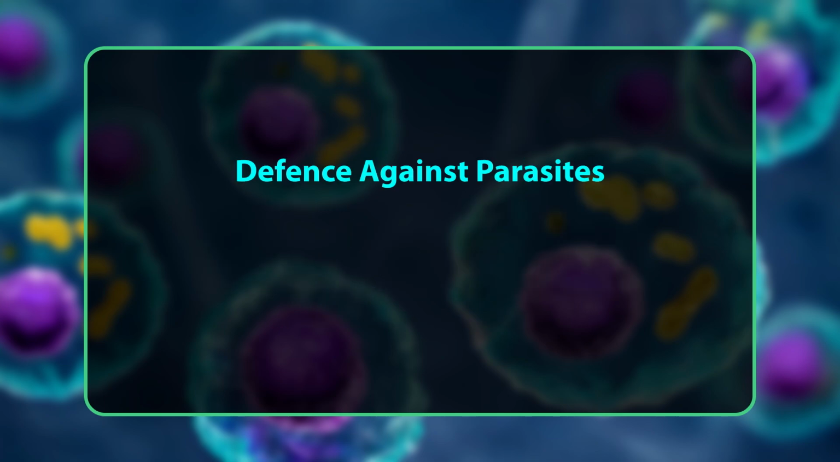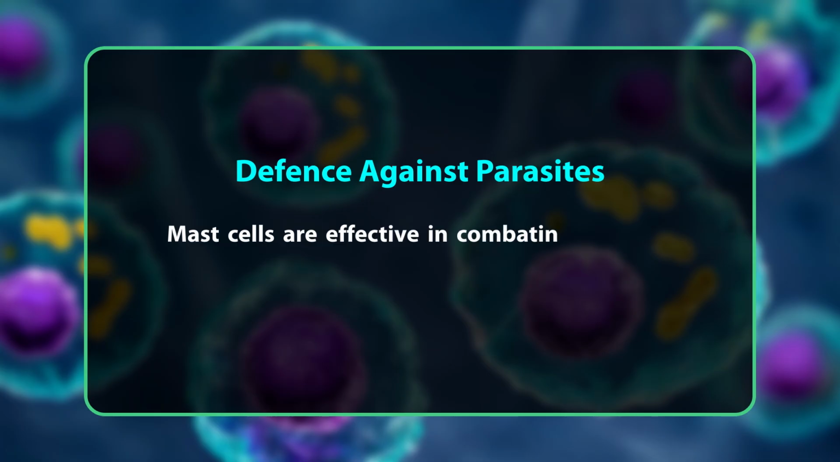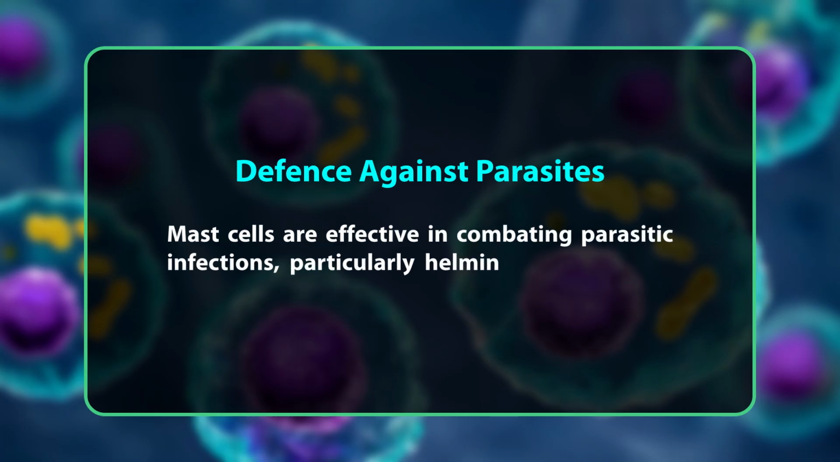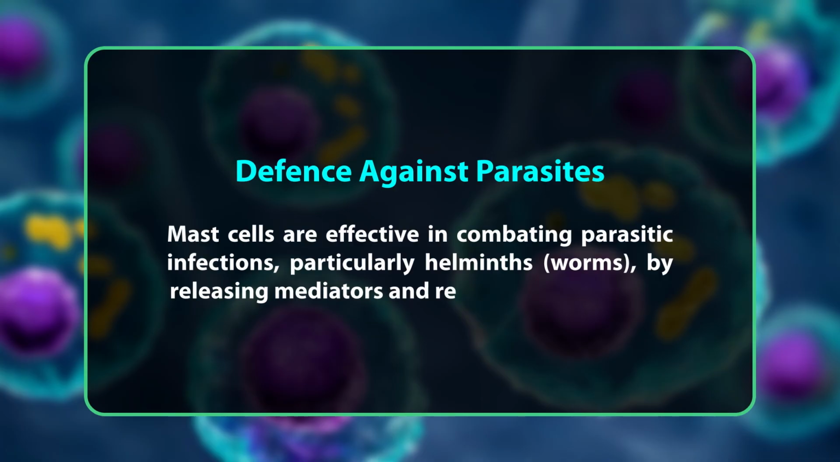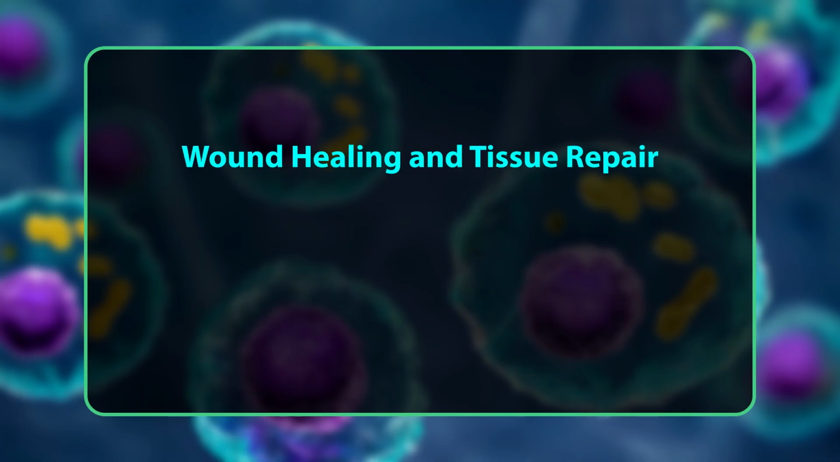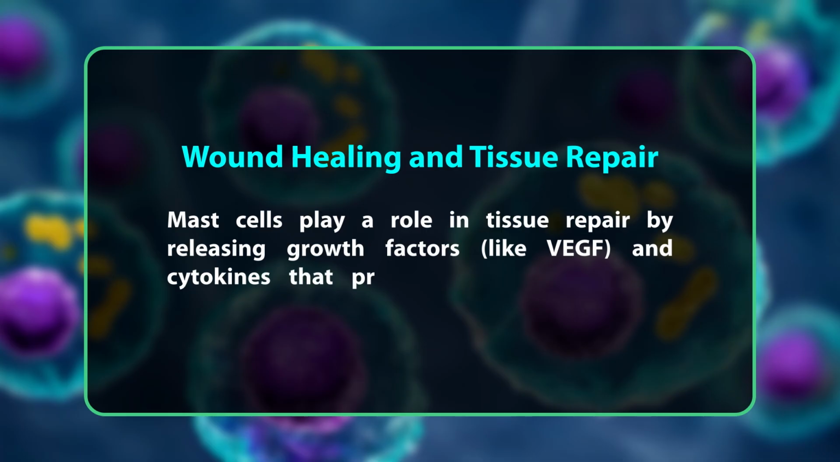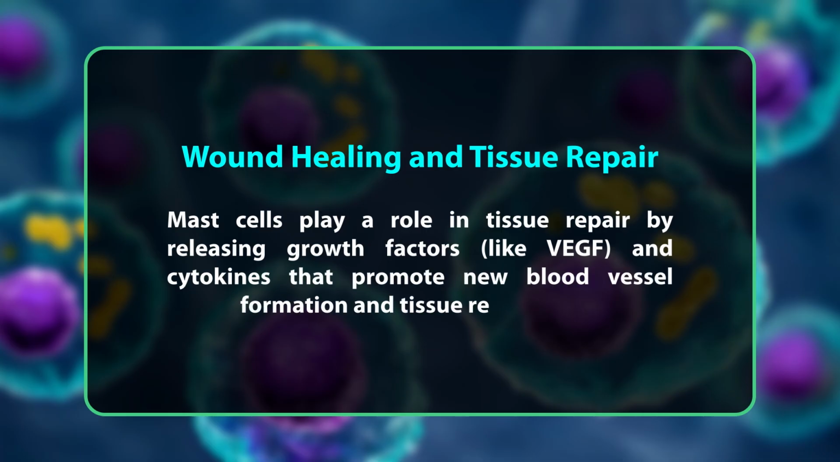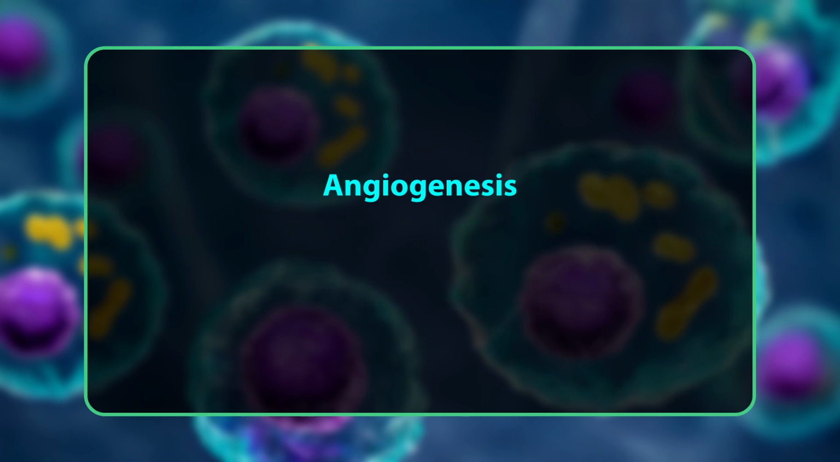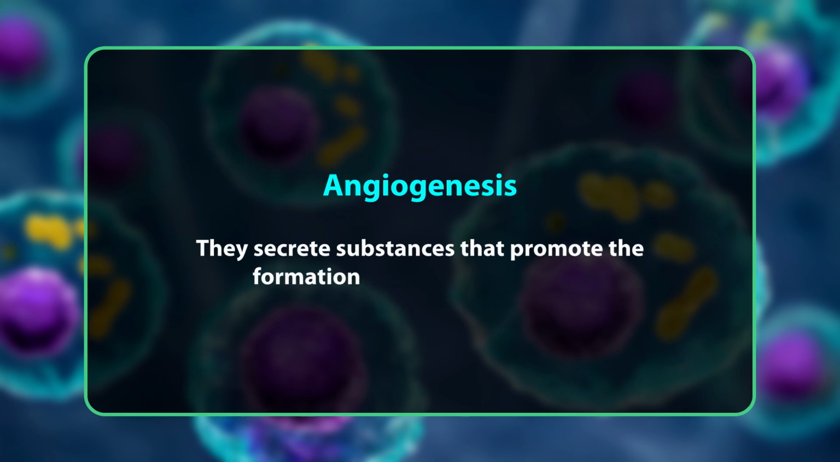Defense against parasites. Mast cells are effective in combating parasitic infections, particularly helminths, by releasing mediators and recruiting eosinophils. Wound healing and tissue repair. Mast cells play a role in tissue repair by releasing growth factors like VEGF and cytokines that promote new blood vessel formation and tissue remodeling. Angiogenesis. They secrete substances that promote the formation of new blood vessels, a process called angiogenesis.